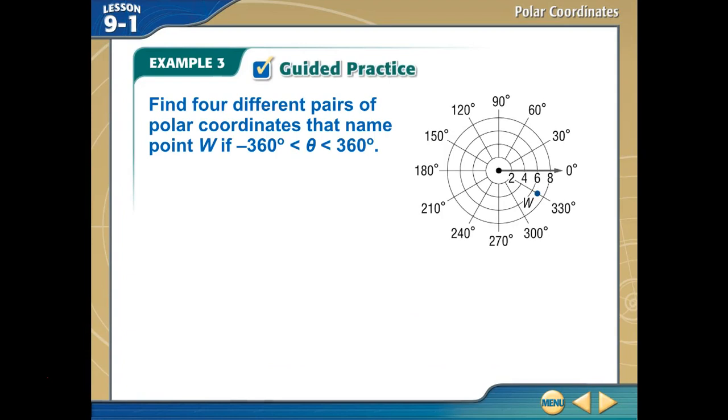All right, so you need to do the same thing. You're given W over here in the corner. You need to find 4 coordinates that would have the same end result as W. So again, you're going to want to add and subtract 360 and use some negative r values to flip that point back onto where point W is.